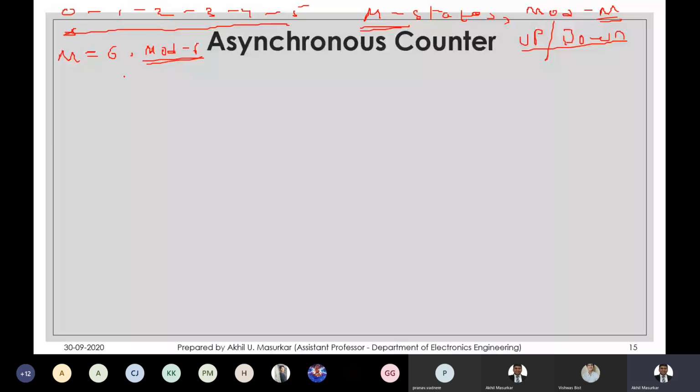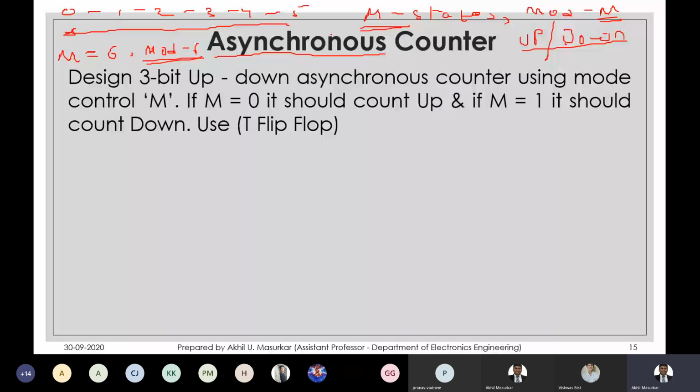So let us try to combine both up and down counting as far as the counter is concerned. And which counter are we talking about? Asynchronous counter. Please note down the question. This is like an exam problem, and everybody should really focus on this. Design a 3-bit up down asynchronous counter. So these are the keywords.